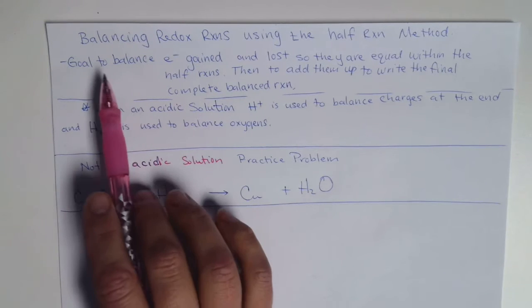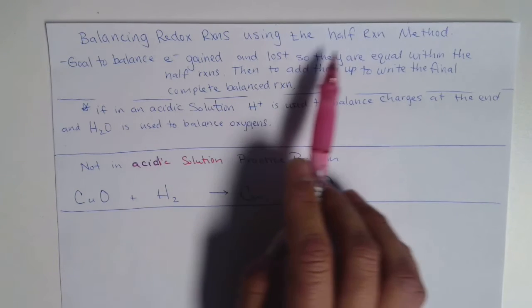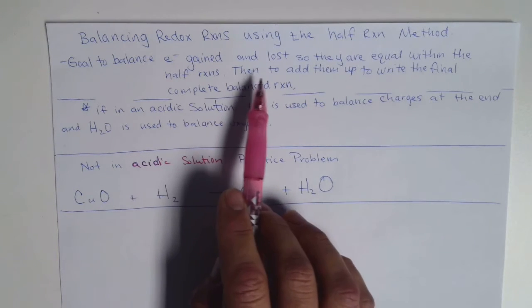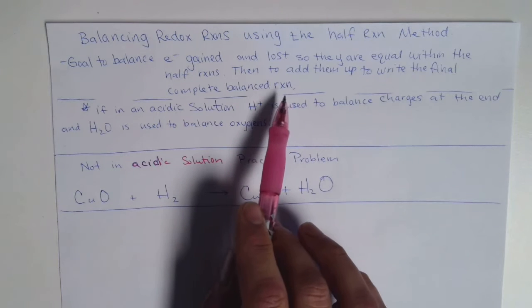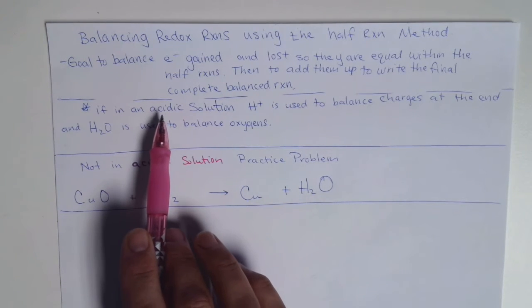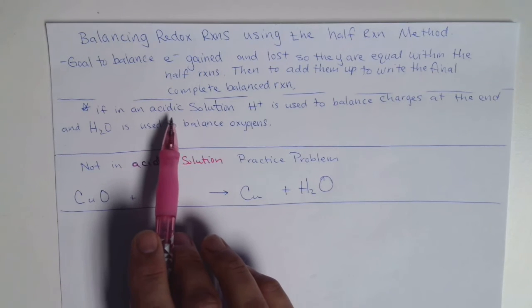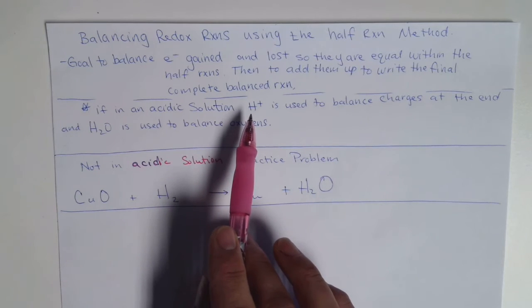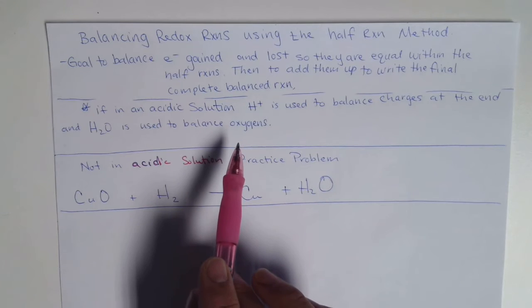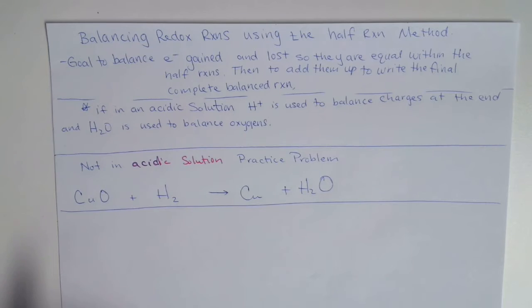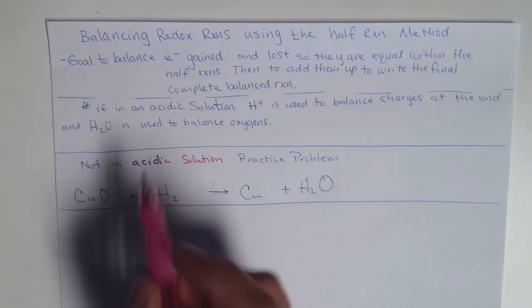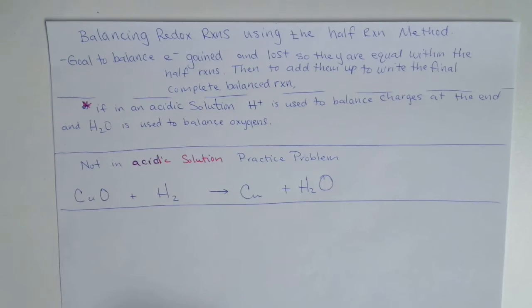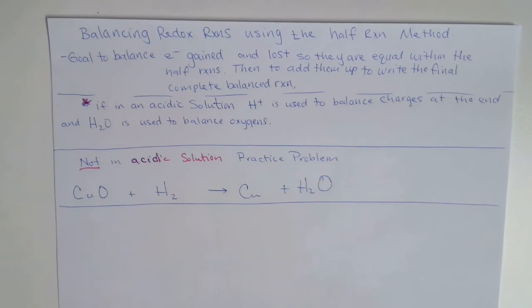Remember, the goal that we're going for is to balance the electrons gained and lost so they are equal within the half reactions, then to add them up to write the final complete balanced reaction. If we are in an acidic solution, our last or third example of this video, we are going to need to look at hydrogen ions to balance the charges, and waters to balance the oxygens. The first one, we are not going to need to do this, because we are not in an acidic solution.